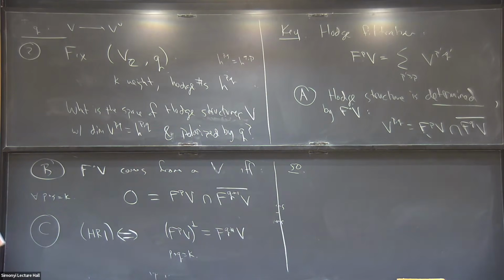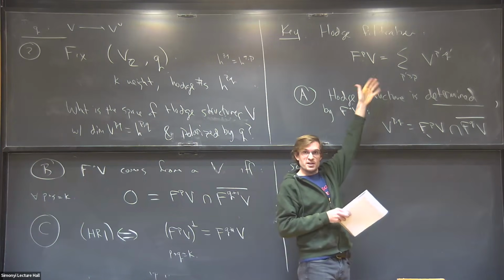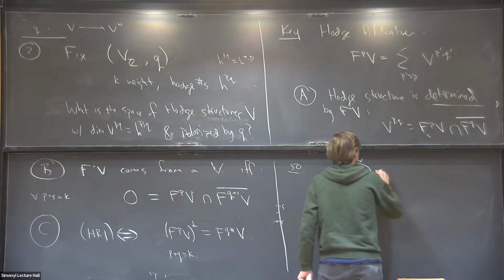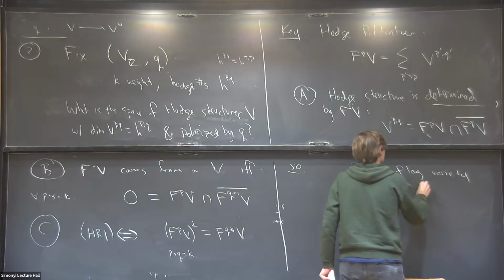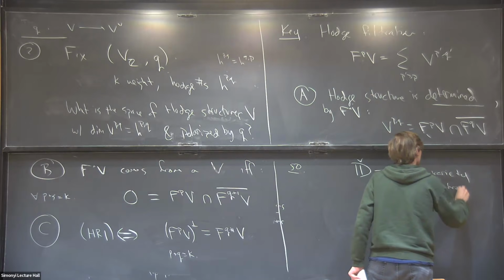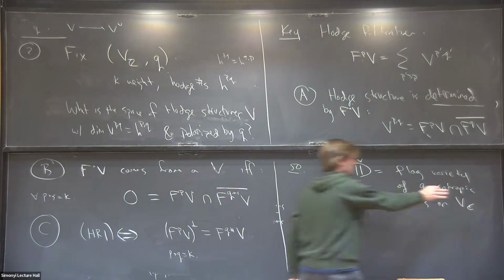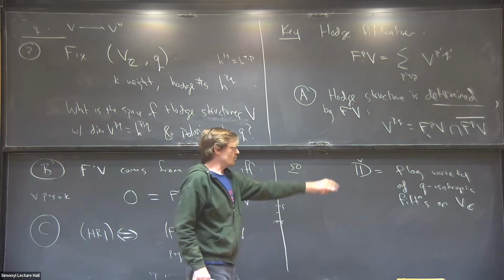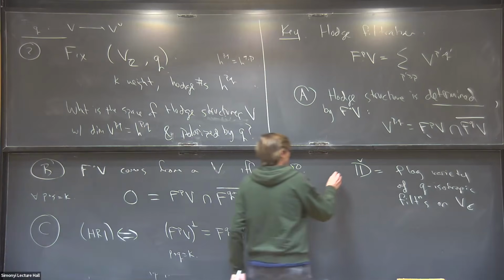The point of this key observation is that spaces of filtrations on a fixed vector space we understand. That's some algebraic variety. I'll call it D check. This is the flag variety of Q-isotropic filtrations on V_C. So there's a fixed V_Z, and so there's a fixed complex vector space V_C, and I can look at all filtrations which are Q-isotropic in this sense. That's some algebraic variety. In fact, we can say more about it.